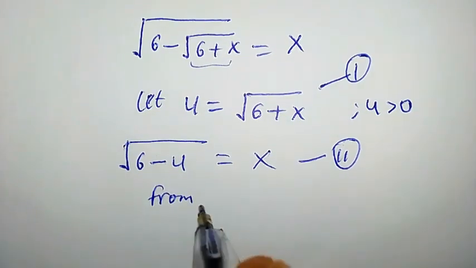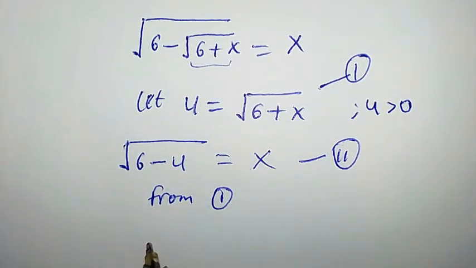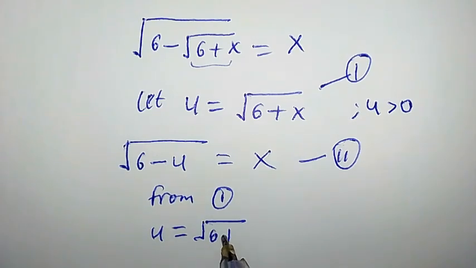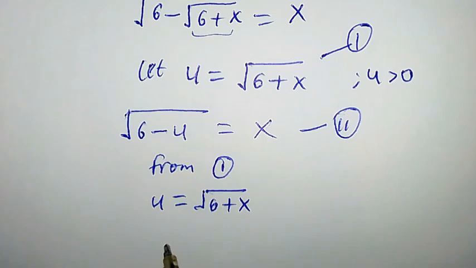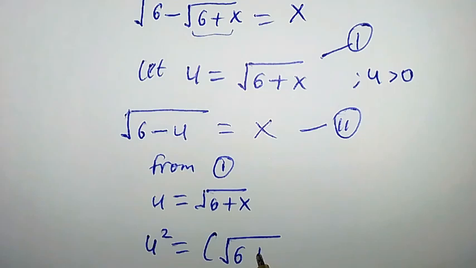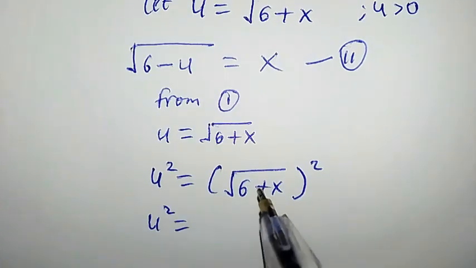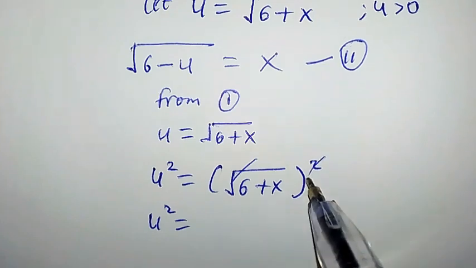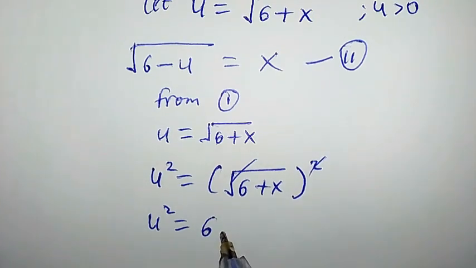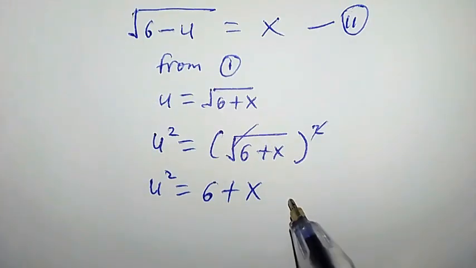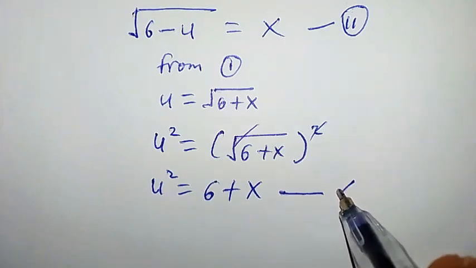From equation 1, we have this guy, u equal to square root of 6 plus x. Suppose we square both sides, we are going to have u square equal to square root of 6 plus x times 2. U square is equal to, this guy takes care of this power, so we are left with 6 plus x. Let us call this equation star.